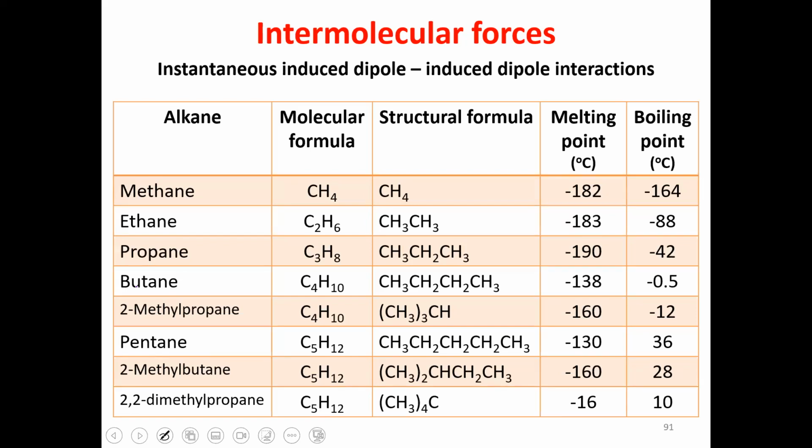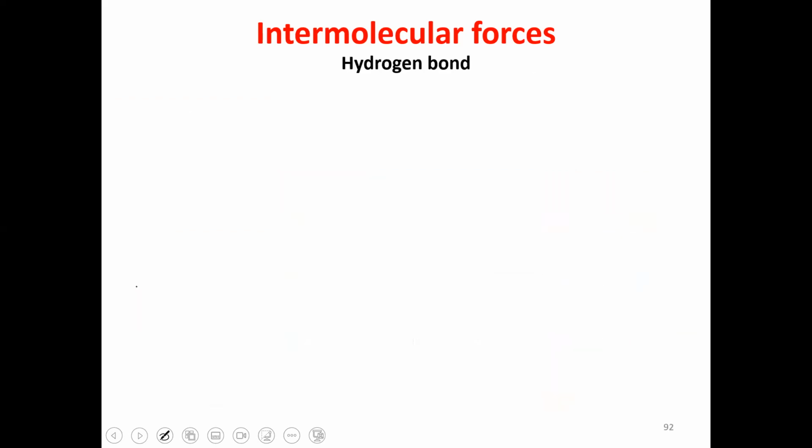If you go down, you will see melting point and boiling point increases. But if there are branches like 2-methyl propane, you see a difference. The melting point and boiling point do not change as they were changing before.